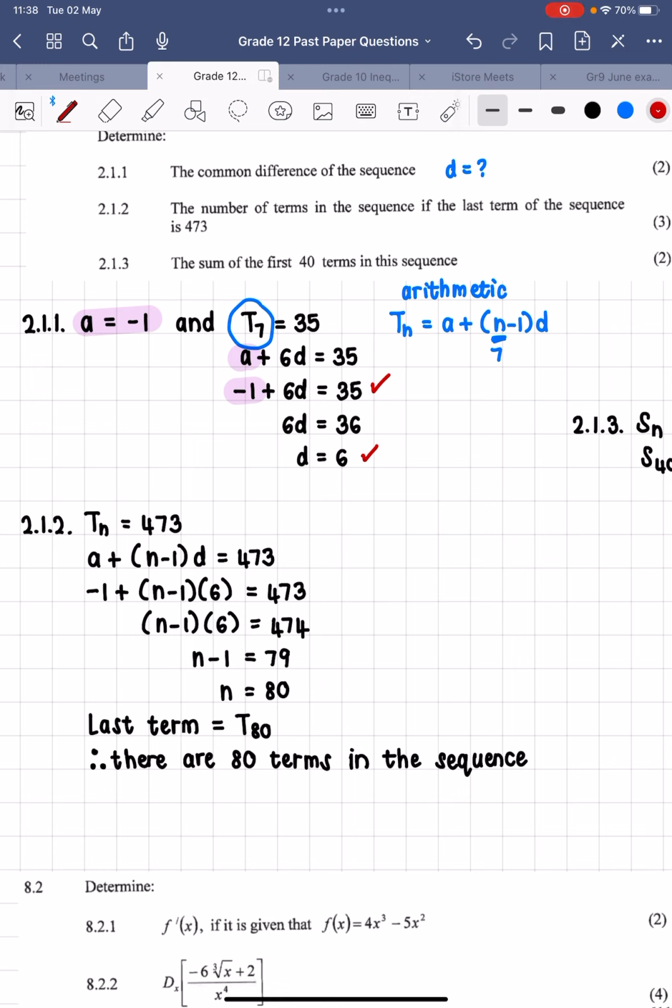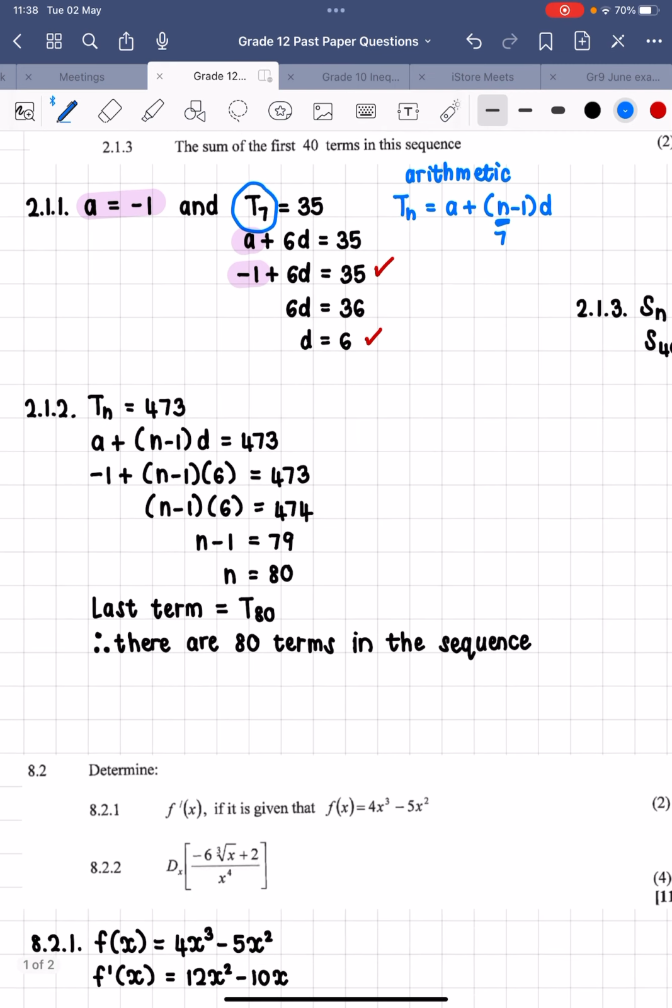Okay, 2.1.2, they were now asking for the number of terms in the sequence. Guys, if they're asking for the number of terms, that is always N. Okay, so we're going to have to solve for N. In the sequence, if the last term of the sequence is 473. Now, if they've given us a specific term of the sequence, we need to know that we're going to make that equal to term N. Right? The general term. We don't know which term it is, so we make it equal to term N, and we then solve for N.